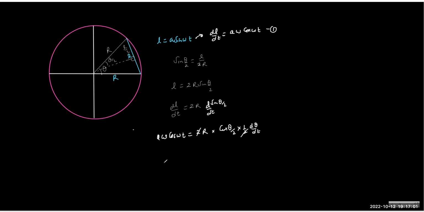So A omega cos omega t is R cos theta by 2, and d theta by dt we call omega. This is called angular velocity, so let's call it omega naught, because the omega on the left is confusing. So omega naught is how much?